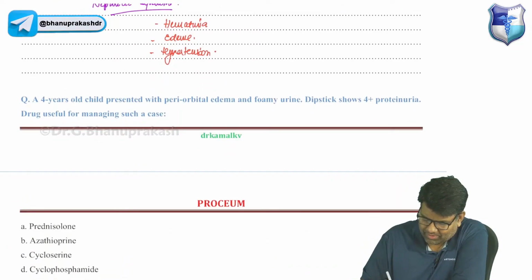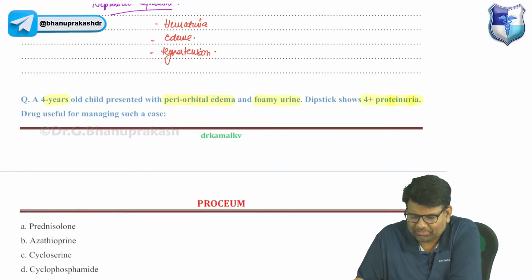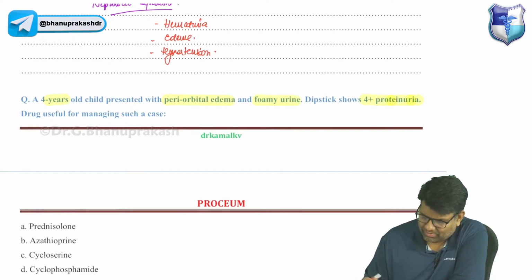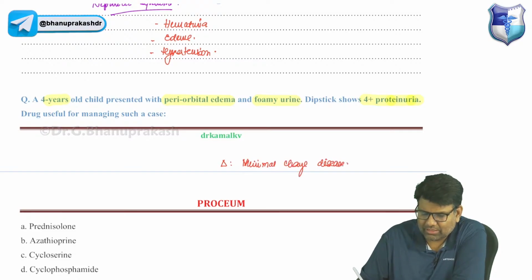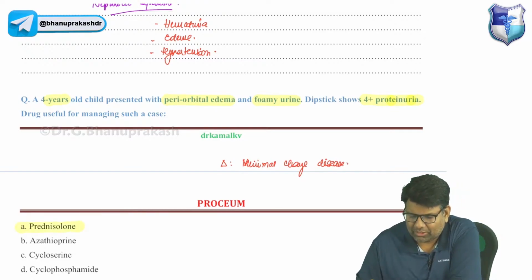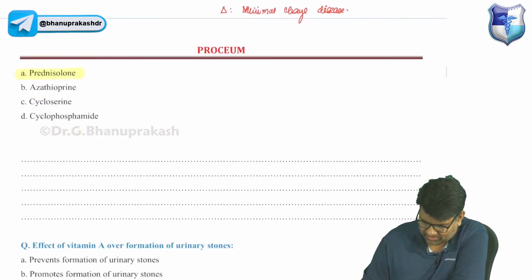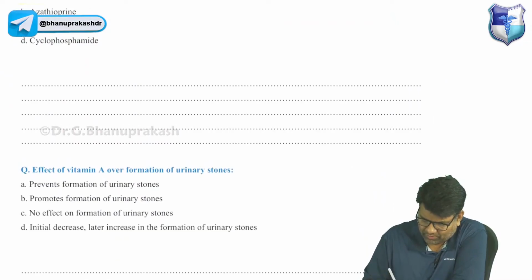Now, 4 years old child with periorbital edema and foamy urine, severe proteinuria. This is a classical case of minimal change disease, and yes, you have to give steroids and it responds well to steroids. Very good. What is the effect of vitamin A over formation of urinary stone?